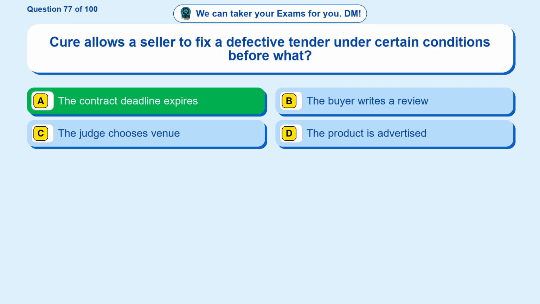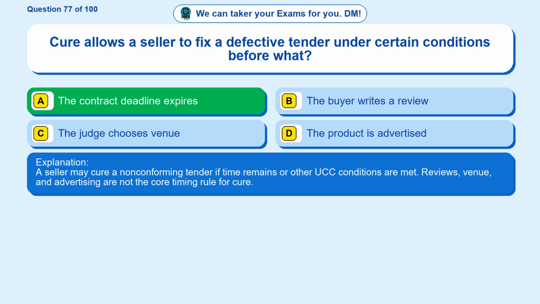The correct answer is option A. The contract deadline expires. A seller may cure a non-conforming tender if time remains or other UCC conditions are met. Reviews, venue, and advertising are not the core timing rule for cure.